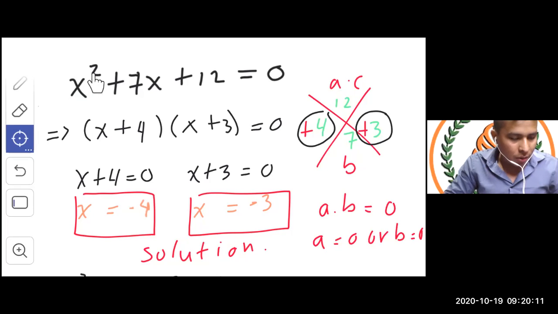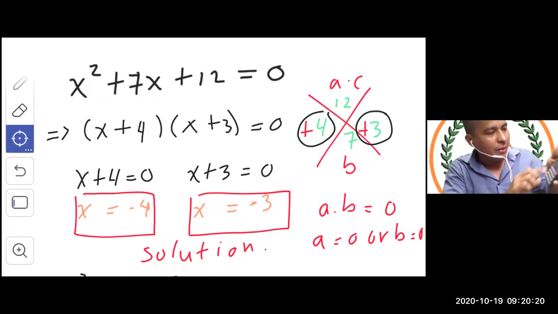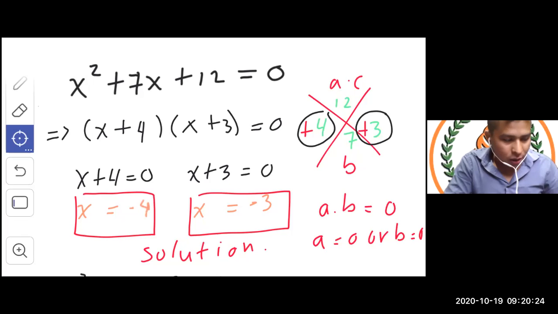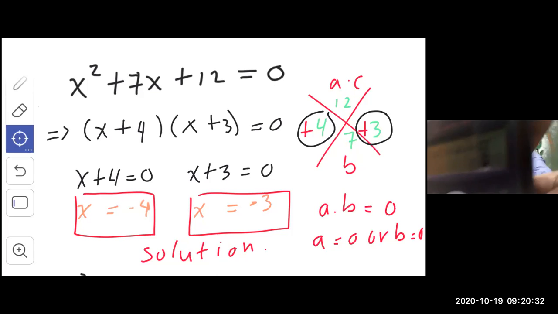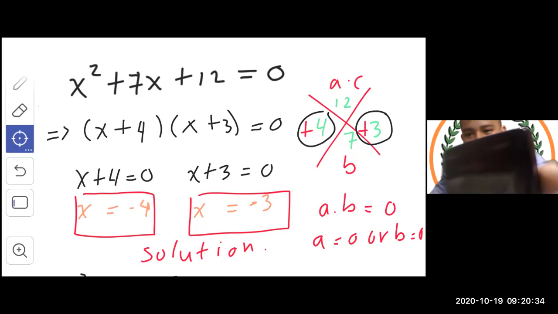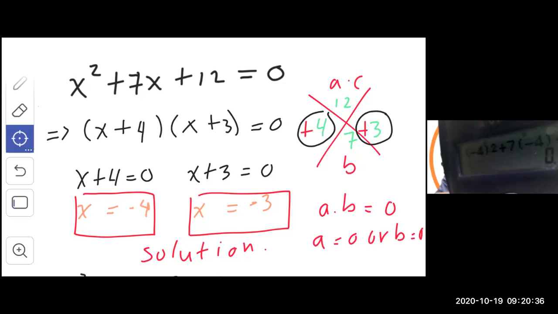To the second power, squared, plus the other one, guys, plus 7x. Okay, I'm gonna put parentheses. Whenever I get x, I'm gonna put -4, that is the value for x, plus 12. Okay, this must be equal to what? Equal to 0, right? If I get 0, guys, that is true. Take a look. Equals 0.